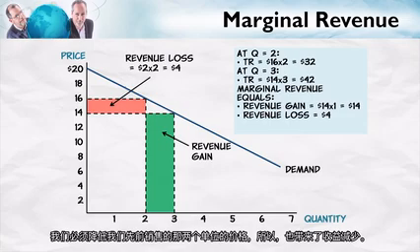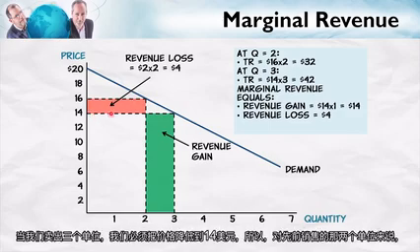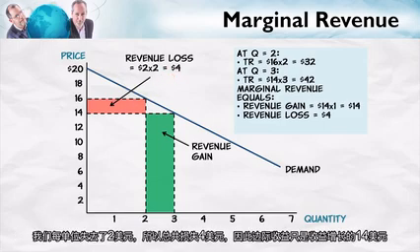So there's also a revenue loss. We were receiving $16 per unit when we sold just 2 units. When we sell 3 units, we have to lower the price to $14. So we lose $2 per unit on these previous units for a total loss of $4.